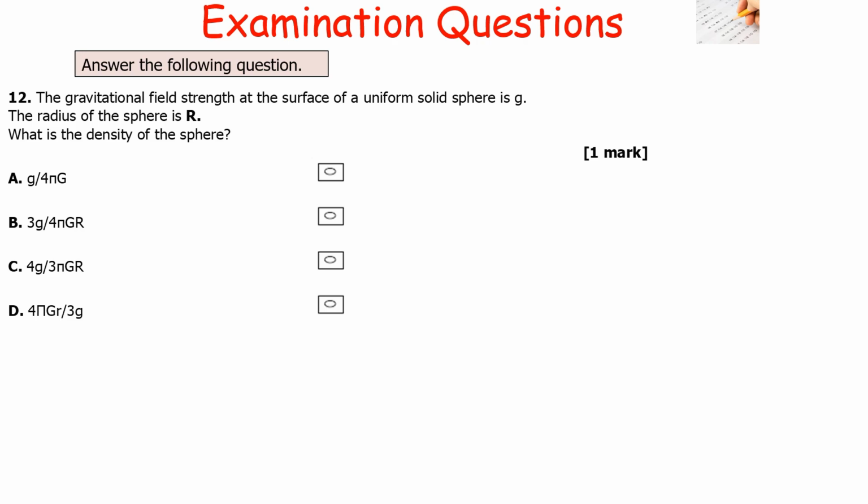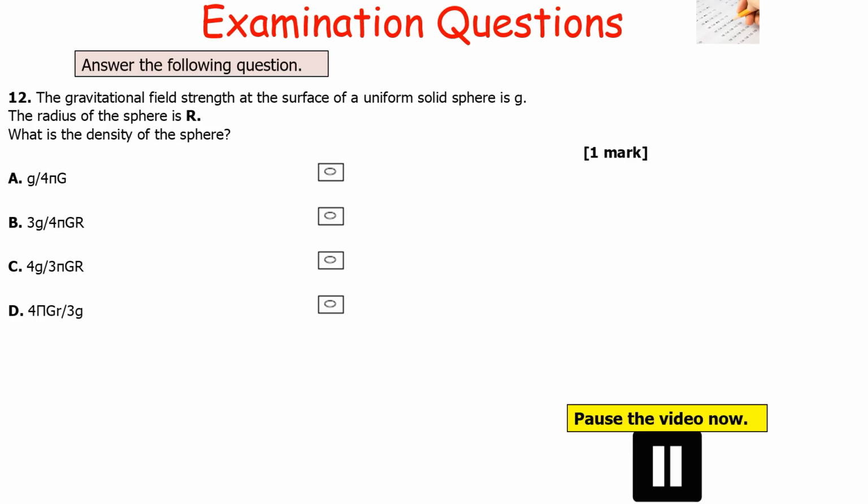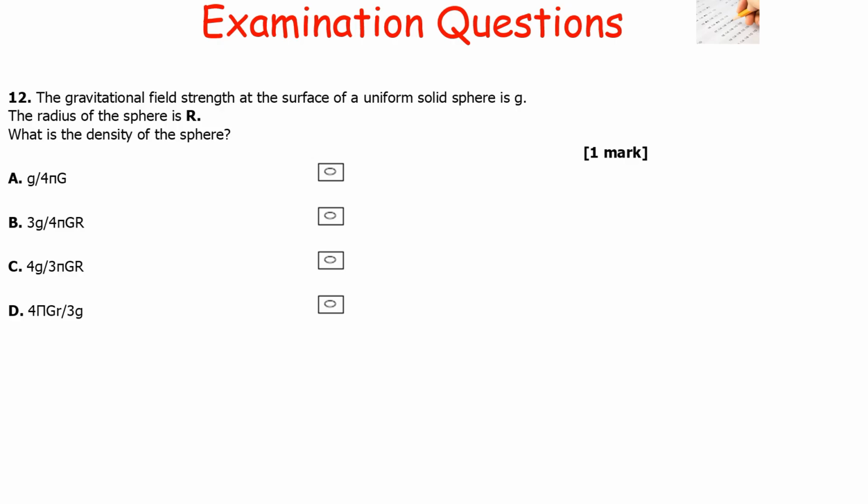The next question says, the gravitational field strength at the surface of a uniform solid sphere is g. The radius of the sphere is big R. What is the density of the sphere? So pause the video now, then unpause the video when you want to go through your answer. Right, so how do you answer this particular question?